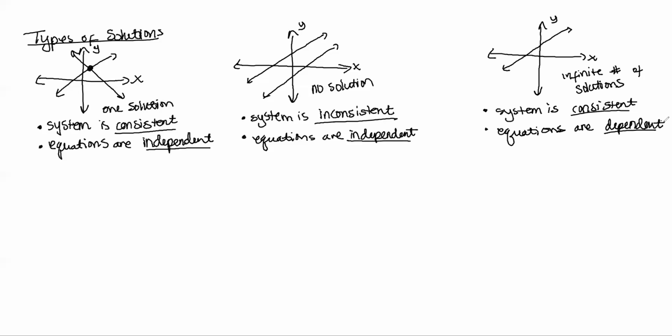Okay, so our last little part of the section here is determining the type of solution, so either one, none, or an infinite number, without actually graphing. So let's go ahead and look at a couple of these examples. We're told to describe each system. So we're going to say what type of lines we have, and then we're going to state the number of solutions.